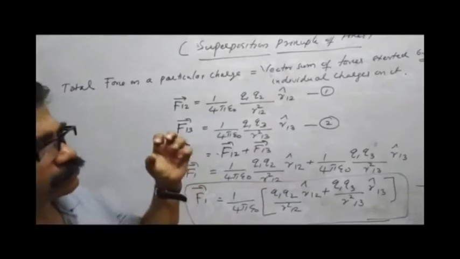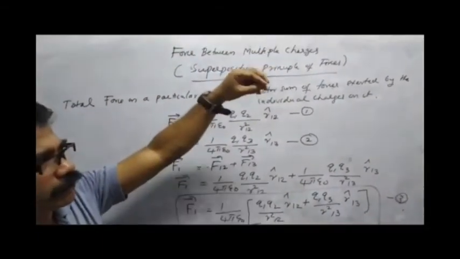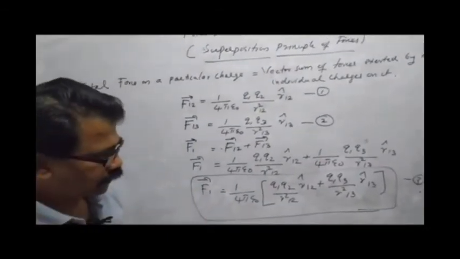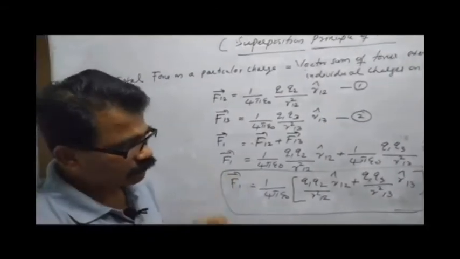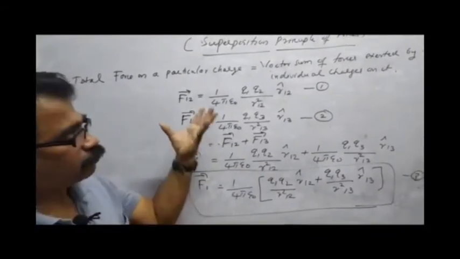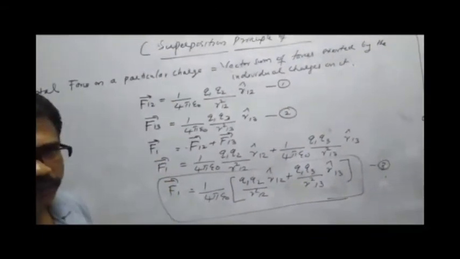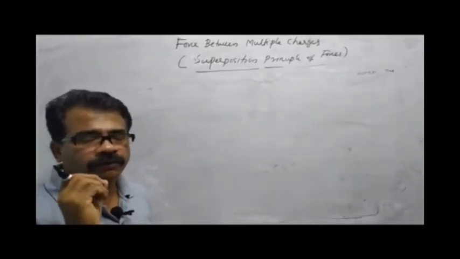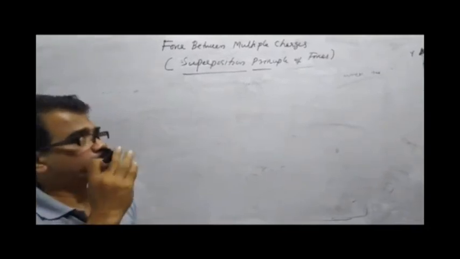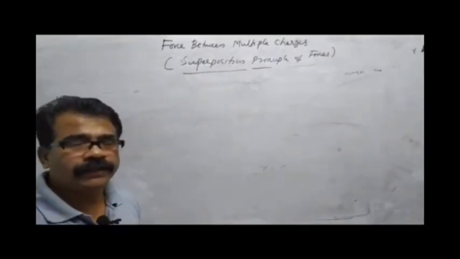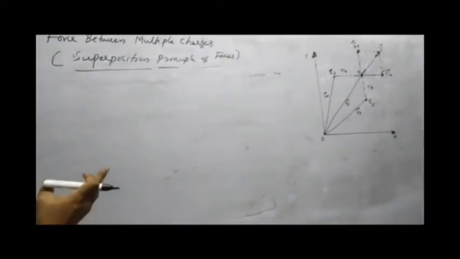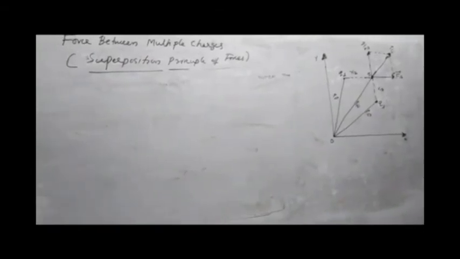And this system contains only three charges, Q1, Q2, Q3. So these equations can be generalized for a system containing a number of charges. Here there are only three charges. Then how will you generalize this superposition principle? So now we are going to calculate the total force acting on a particular charge using the superposition principle in the case of a system containing a number of charges. Here we have derived it only using three charges Q1, Q2 and Q3.